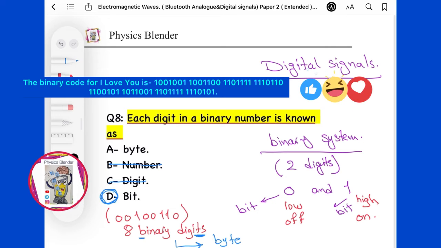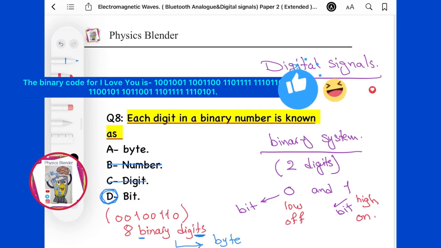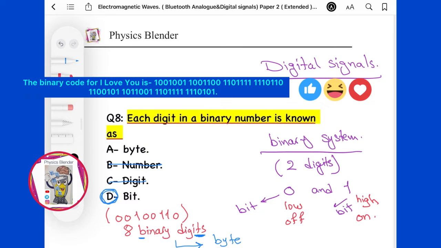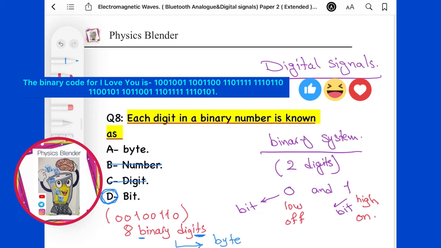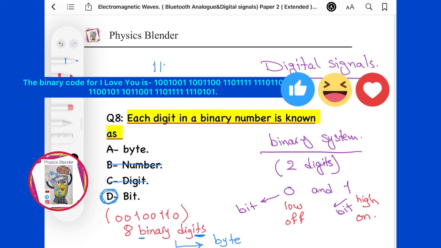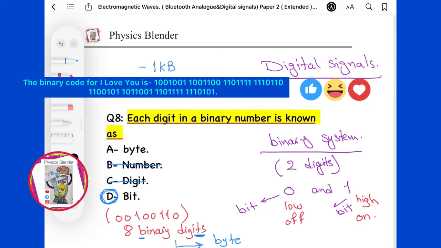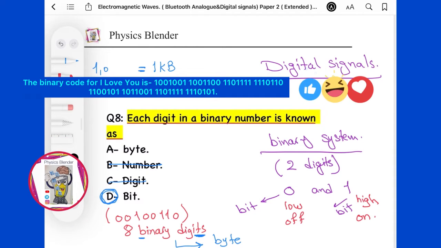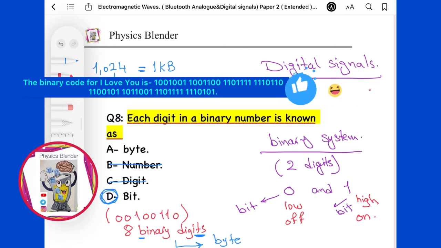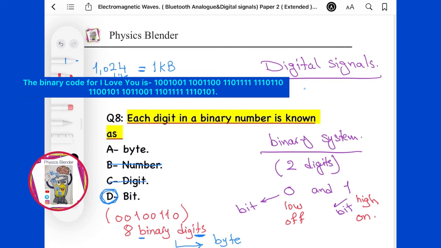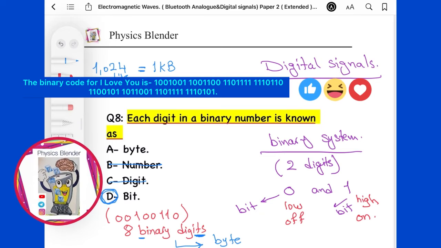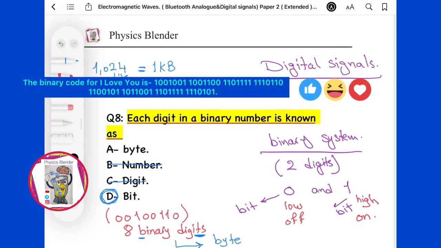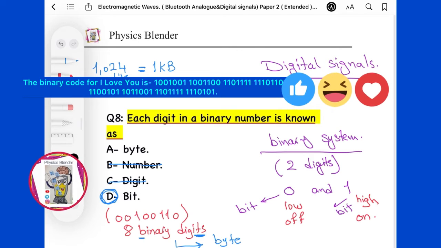By the way, the one which we are using daily in our mobiles and computers, if you have a kilobyte, 1 kilobyte is equivalent to how many bits? It's 1024 bits, not 1000. So it's not actually equivalent to 1000 bits. It's 1024. Is it clear? Okay.